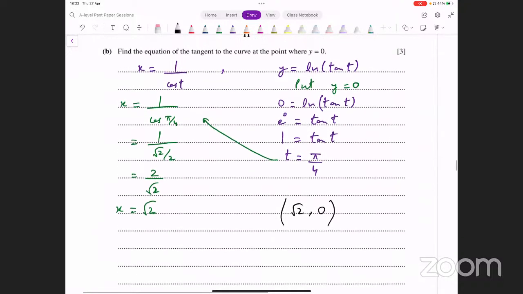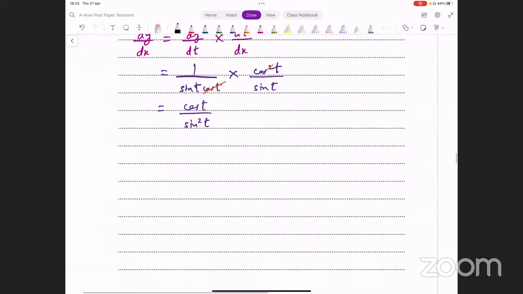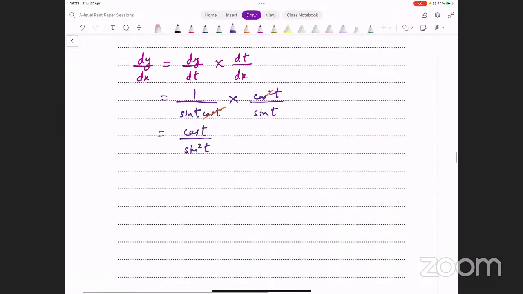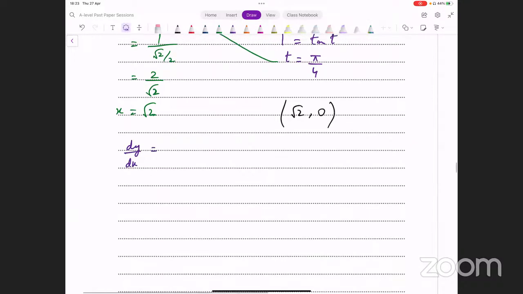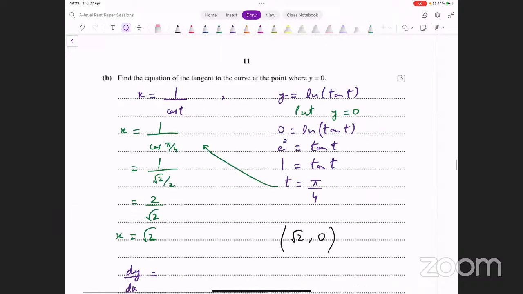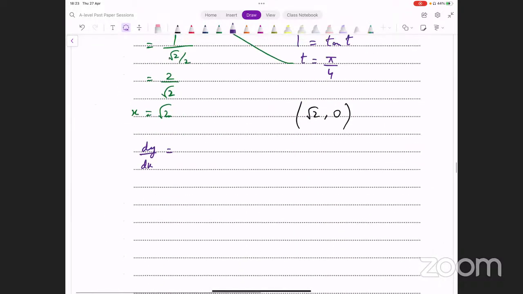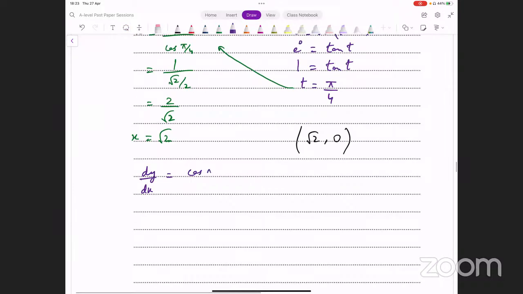The other thing that we need is the gradient of the tangent. Gradient of tangent कैसे आएगा? आपके पास dy by dx है. dy by dx के अंदर आप इसको input कर देंगे. dy by dx is equal to cos t over sin square t. इसमें t की value input कर दें. Cos of pi over 4 divided by sine of pi over 4 whole squared. Cos pi over 4 is going to be square root of 2 over 2. Sine pi over 4 is also square root of 2 over 2.